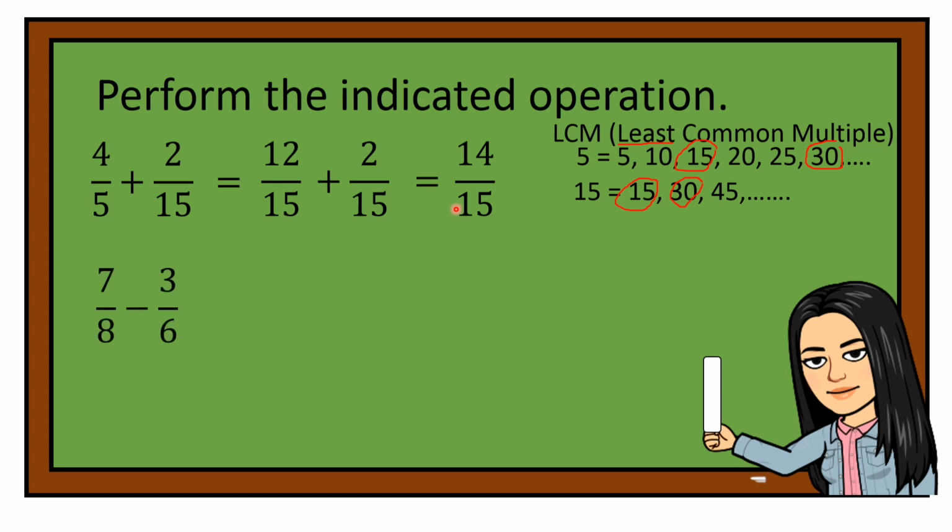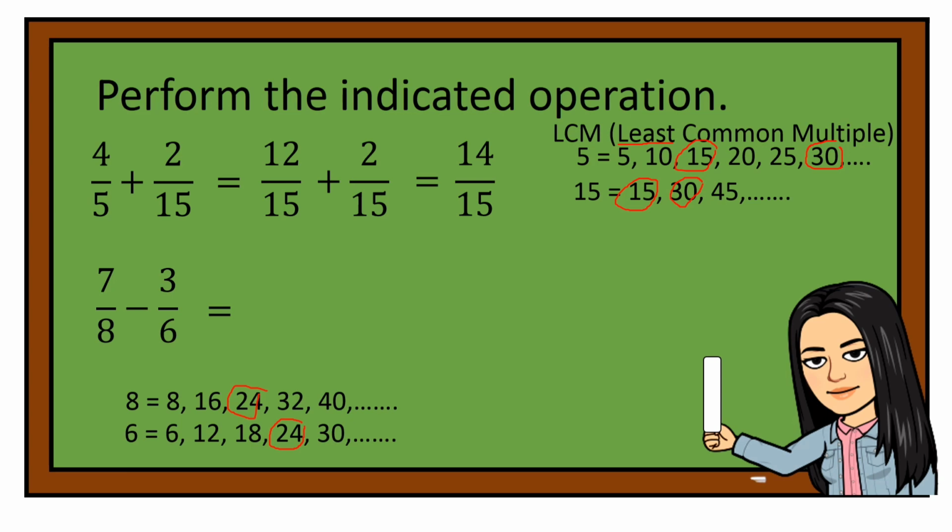Another example, 7 over 8 minus 3 over 6. So that would be equal to, the multiples of 8 are 8, 16, 24, 32, 40, and more numbers. And the multiples of 6 are 6, 12, 18, 24, 30, so on and so forth. So, the common between the multiples, we have here the number 24.